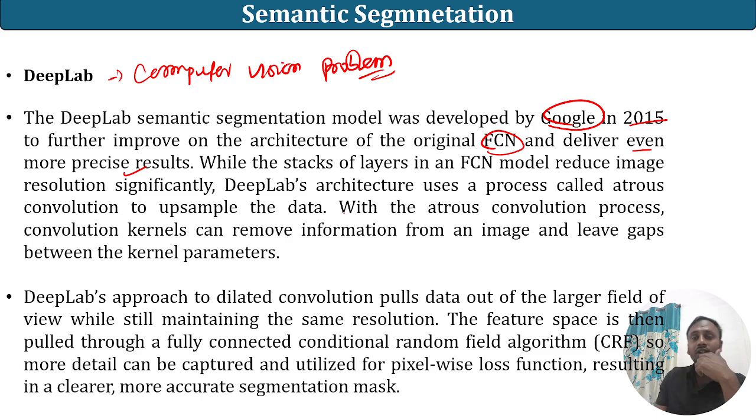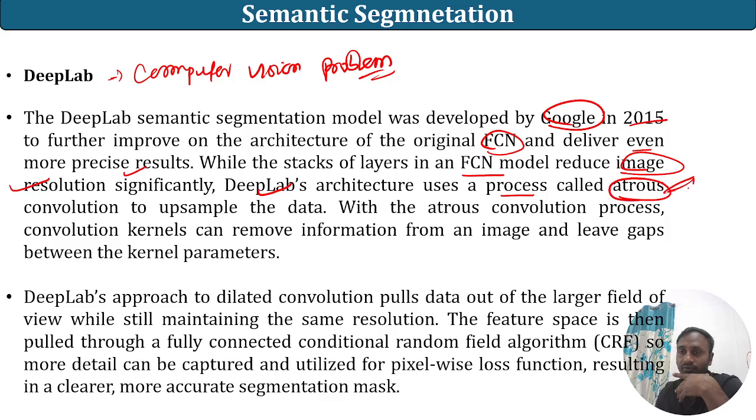What they will do is, the stack of layers in FCN reduces the image resolution significantly. So when we go through the first layer, second layer, third layer, the resolution, or maybe I can say the pixels, are going to reduce. So DeepLab uses a process called atrous. So this is the one process, atrous. They will use it to upsample the data with the atrous convolution process.